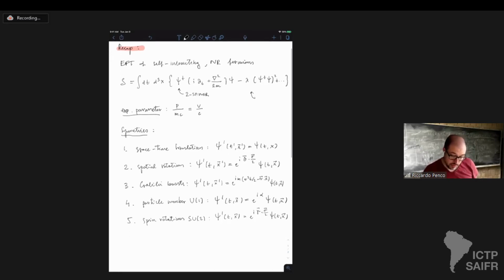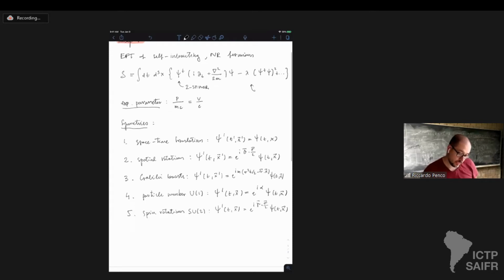Something else that we discussed is how the various symmetries of this action act on the field psi. We have, of course, spatial translations and also time translations. We have spatial rotations. Galilean boosts, I don't think I wrote the exact transformation rule last time, because if you remember, this non-relativistic spinor was obtained after a rephasing.